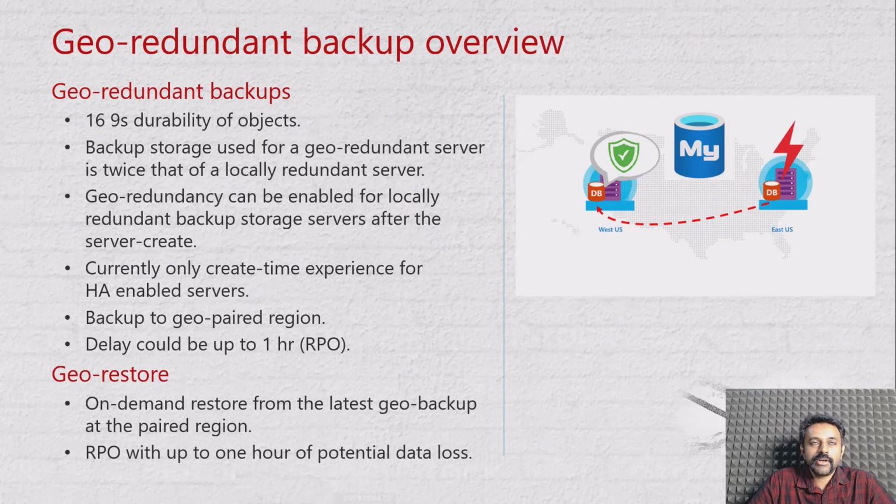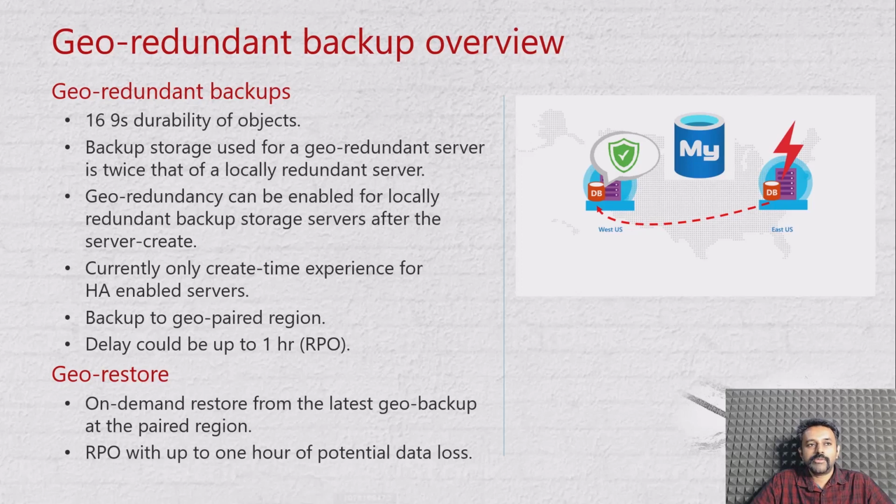let's talk about geo-redundant backup in a bit more detail. So we get 16 nines durability of objects. Backup storage used for geo-redundant is twice that of a locally redundant server. It's because when we take a backup in the locally redundant storage, the same copy is maintained in the paired region, which will take up that additional storage. Geo-redundancy can be enabled for locally redundant backup storage after the server is created as well. This is a capability in a flexible server.